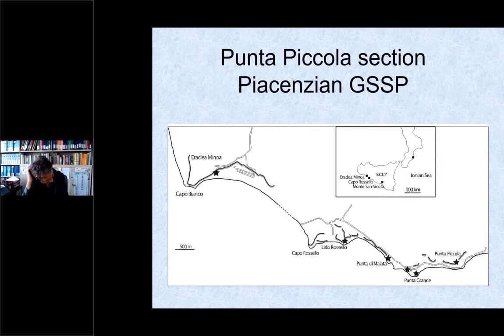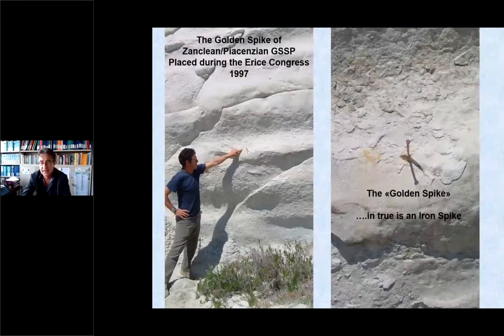At Caporosello, as I showed before, we have the Zanclean stage, but we also have the Piacenzian GSSP. And we have the contact between Zanclean and Piacenzian. This corresponds to the golden spike that we have in Sicily. Remember the picture that I showed before with the Ediacaran GSSP, where we have a true golden spike? We have the iron spike placed by Fritz Hilgen and Silvia Iaccarino during the Erice Congress in 1997.